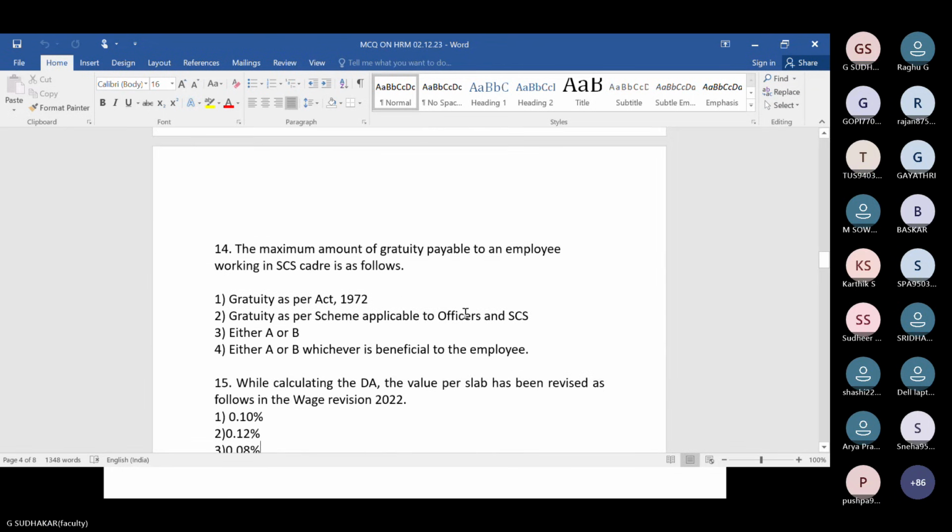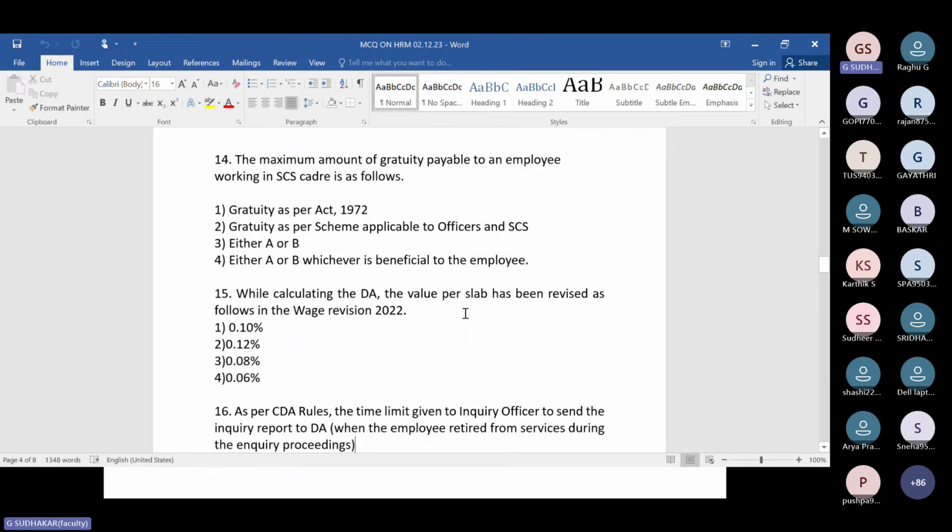14. So I have taken entirely gratuity pension. To accomplish that, you must get majority of the marks in this section. Payable to an employee working in scale. So I think we have seen this now. Yeah, same question repeated.